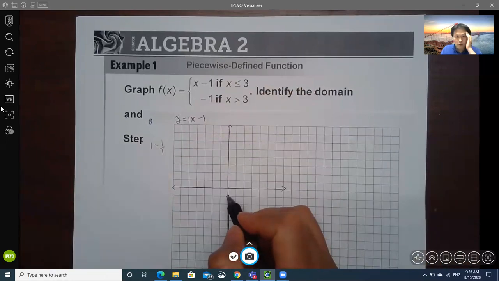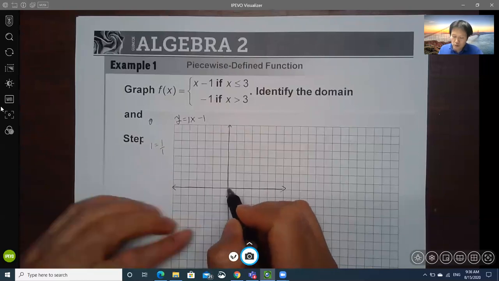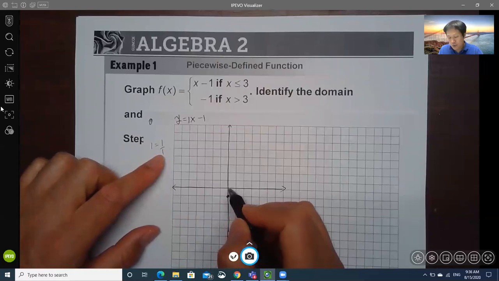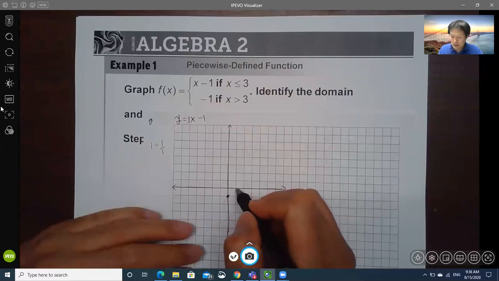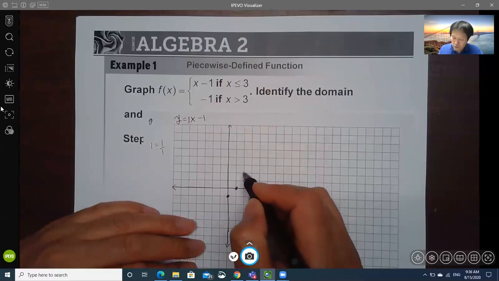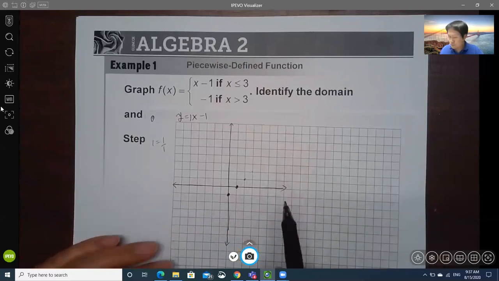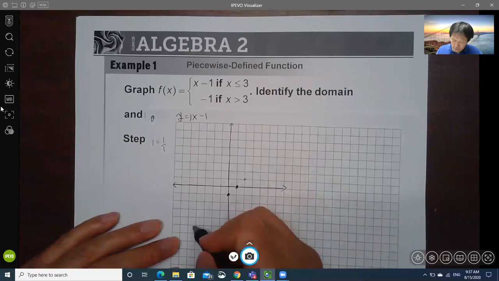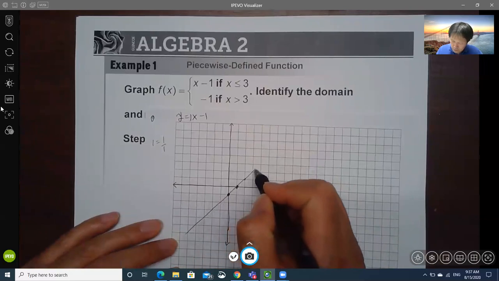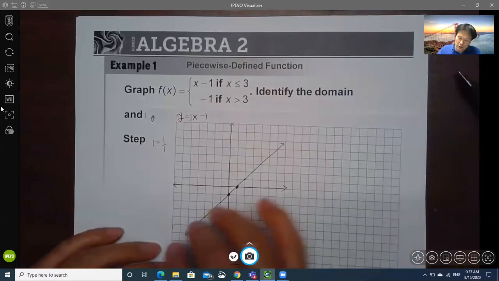Starting from here, rise is positive 1, so you go up 1. Run is positive 1, you go right by 1. Positive is right on the x-axis. So you got a point. Up 1, right 1, up 1, right 1. So you got the idea. You have a straight line like that. So that's the entire line.